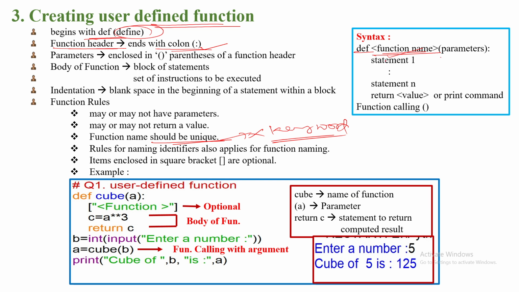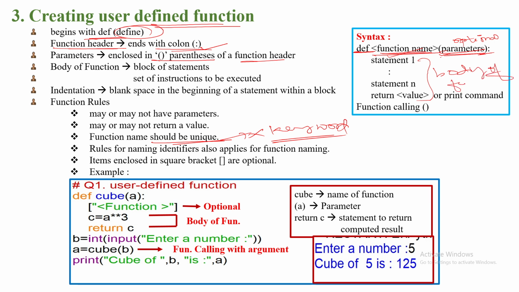Then afterwards, parameters enclosed in parentheses in the function header. So first define the function, then write the function name, and then the parameters enclosed in the parenthesis brackets, then afterwards a colon. Parameters are optional, depending on the user's choice. And then afterwards it is called the body of the function, till the return value.